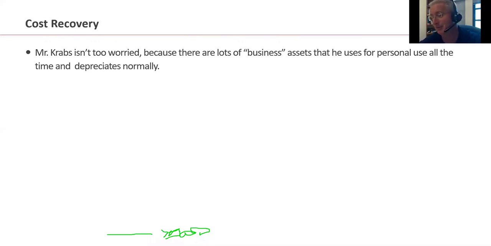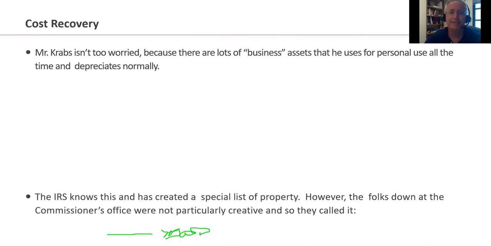How much did I use it for personal? Hard to say, isn't it? Right? How much did I use my car for work? How much did I use it for personal? Hard to say, isn't it? And the auditor's not going to follow you around and be like, I saw you doing email. Was that personal email or work email, right? That just can't happen.